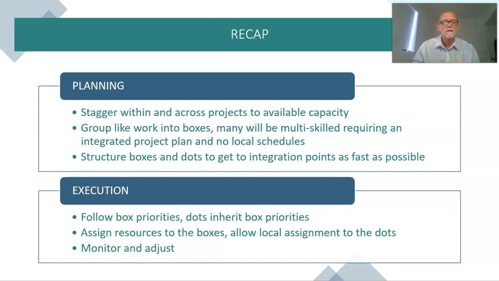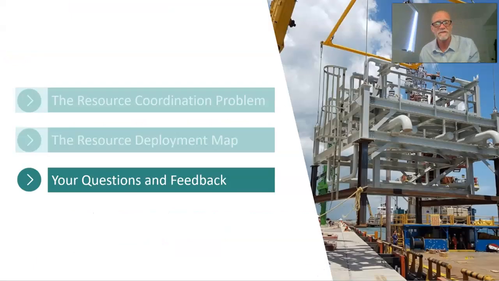In execution, we're going to follow the box priorities. Dots will inherit the box priorities. So if I give an assignment to a task manager at the subtask level, the priority of the assignment will be in the right order. We're going to assign resources to the box, allow local assignments to the dots, and monitor and adjust the overall project performance to those key milestone dates. So that's really the process.